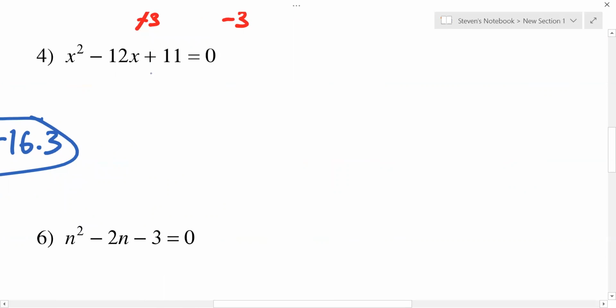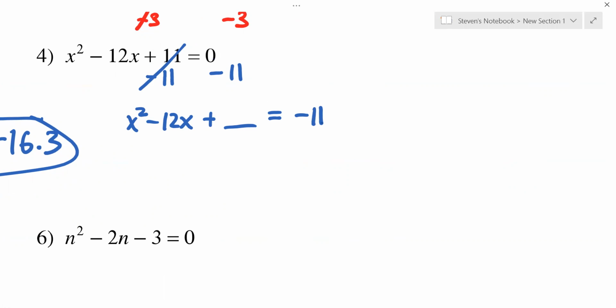Same thing. Let's get rid of that c term first. So we're going to subtract 11 from both sides. Now I have x squared minus 12x. I'm going to write plus blank because I know I'm going to add something there. 0 minus 11 is negative 11. All right, let's figure out what we're going to do to both sides here.